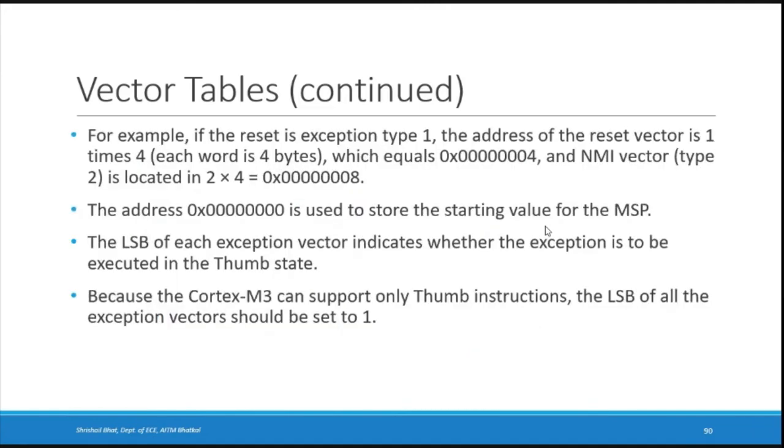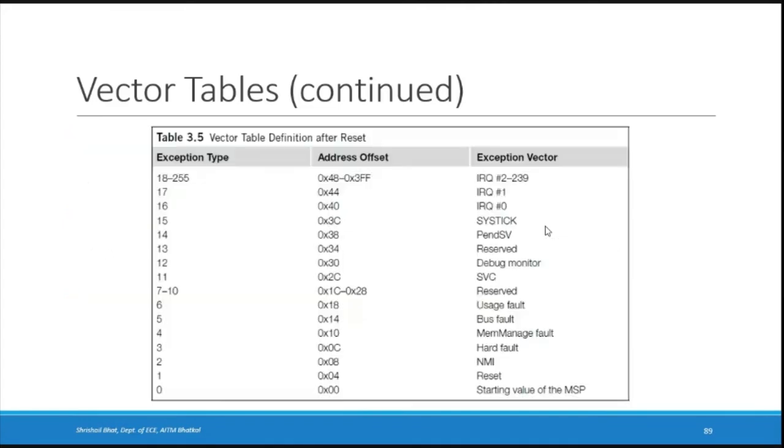So for example, reset is exception type 1. Based on the exception type, you can find the address. Suppose the exception type is 1, the address is 4. The exception type multiplied by 4 will give you the address, right? Suppose the exception is 5. 5 into 4 is 20 in decimal. 20 in hexadecimal is 14H, right? So 14H will give you the vector address.